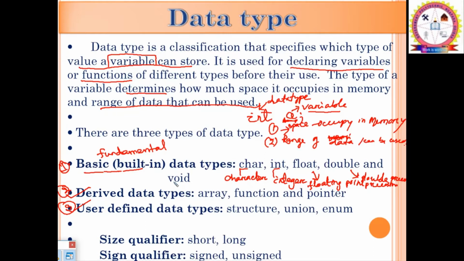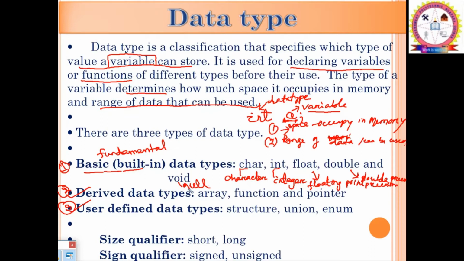And the last one is void. Void means null or nothing. When no data type is mentioned, it is void. We will mostly use these basic data types while writing any programs. So we have to understand the size and range of these data types. So there are five basic data types: character, int, float, double, and void.